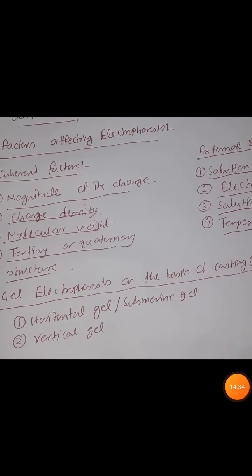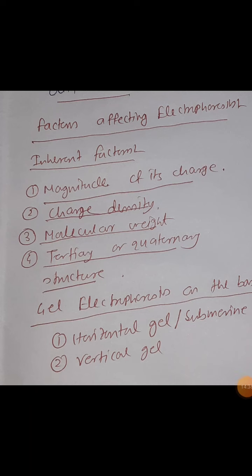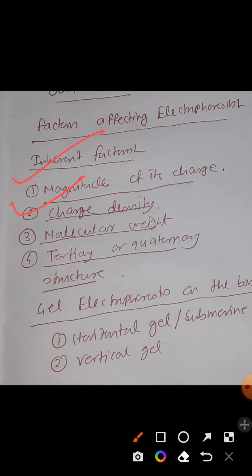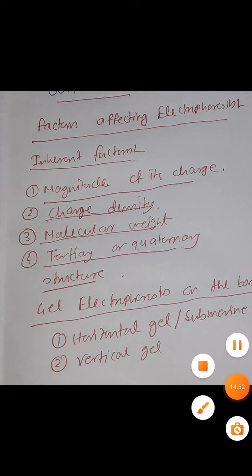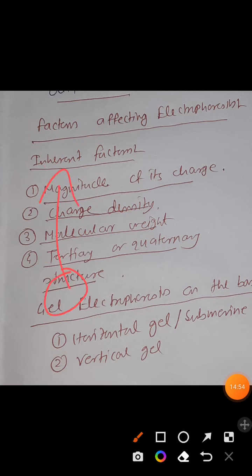Now we are going to discuss other factors that affect electrophoresis. First of all, the inherent factors, that means factors of the molecule. Obviously the magnitude of the charge plays an important role, along with charge density, molecular weight, and tertiary and quaternary structure, that means shape. Remember, a compact molecule will move faster than an extended molecule of the same mass.